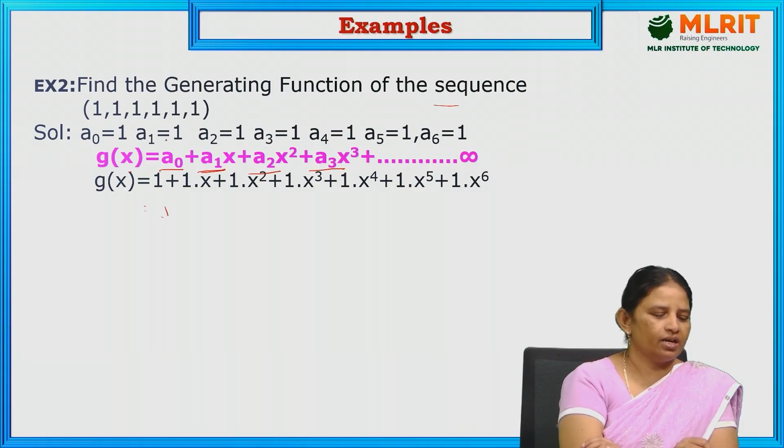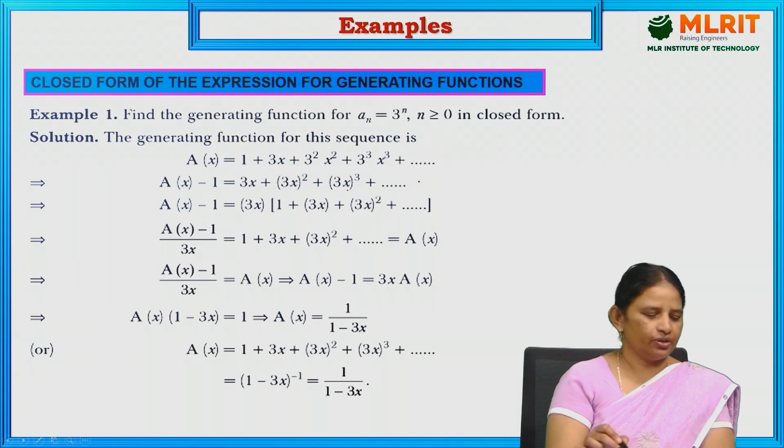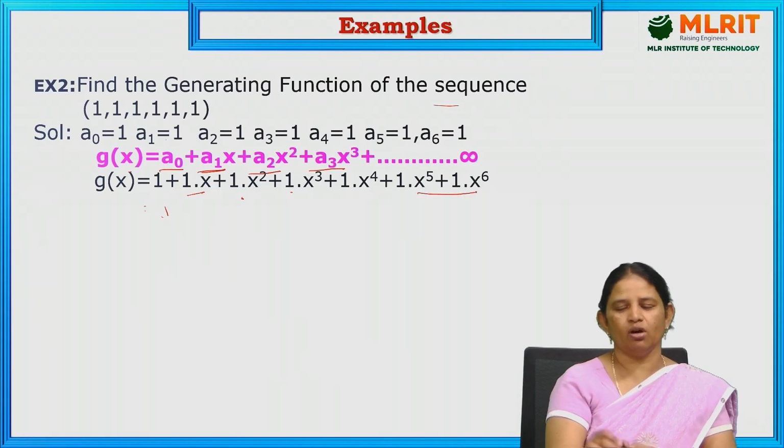A1 is 1 into x, plus A2 is 1 into x, that is x square. Again A3, 1 into x cube. Again A4, 1 into x to the power of 4. Again A5, 1 into x to the power of 5. So like that we need to find out all.